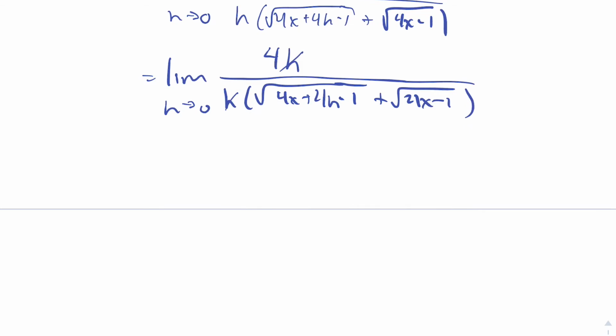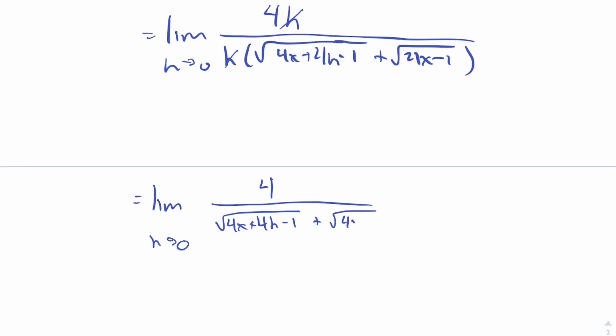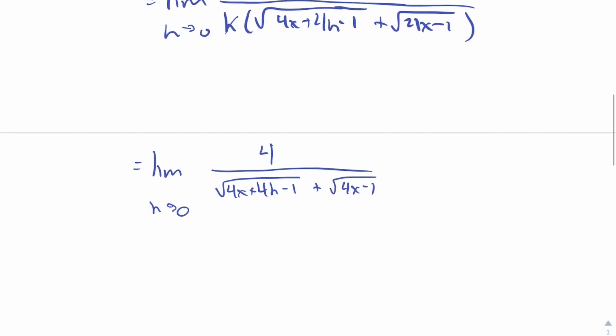Finally, these h's cancel. That's what I'm looking for when I'm simplifying the difference quotient: when do these h's cancel? And I have 4 over the square root of 4x plus 4h minus 1, plus the square root of 4x minus 1.